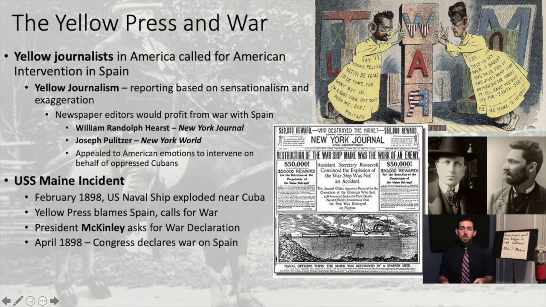Major editors like William Randolph Hearst and Joseph Pulitzer learned that this style of reporting sold far more papers than simply delivering the day's news in black and white. Yellow journalists were essentially tabloid writers, and their papers were read nationwide.